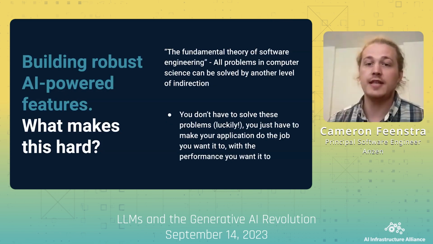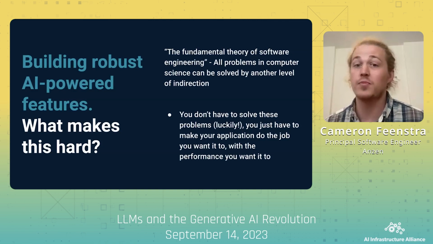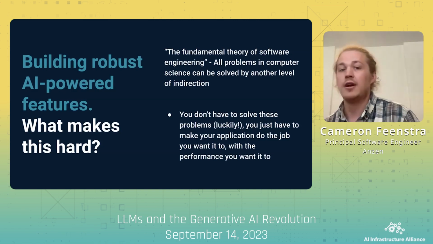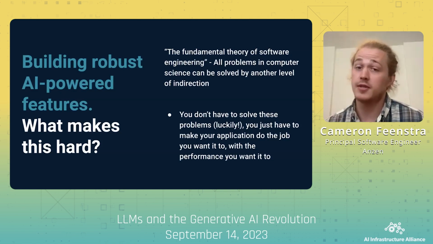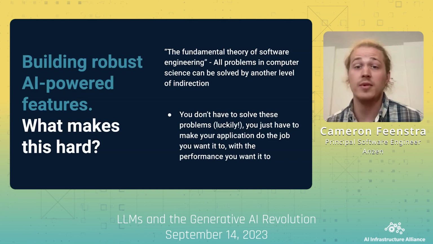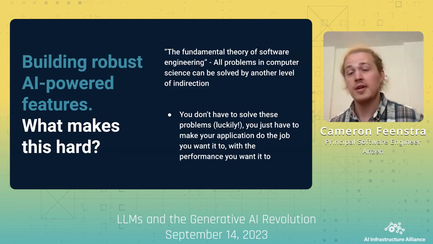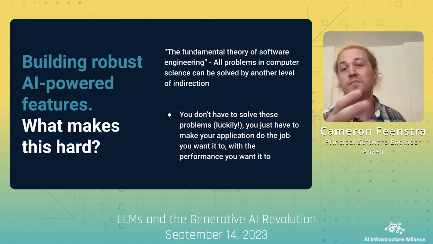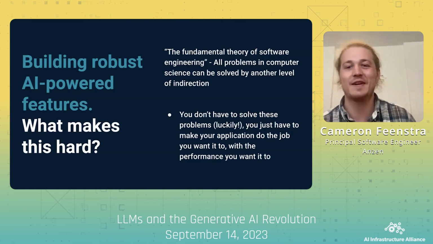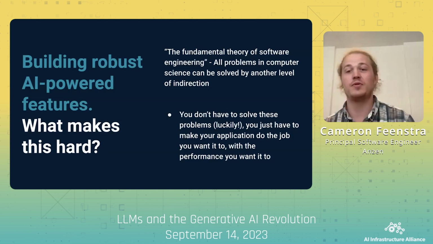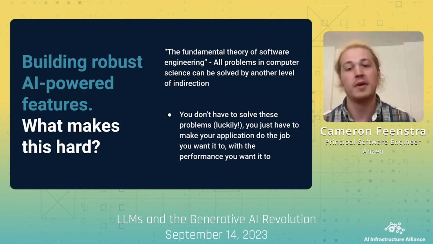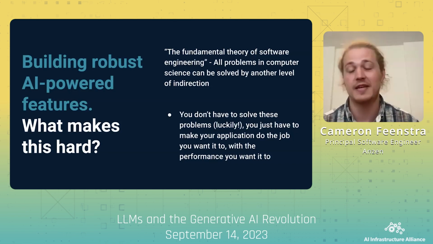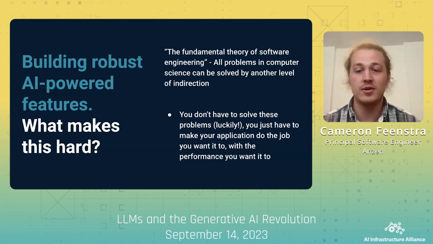But the good news is that we don't actually need to solve the problem of hallucination in order to build good software on top of these models, which is good because it's a hard problem and probably won't be solved anytime soon. There's a fundamental theorem of software engineering that says all problems in computer science can be solved by another level of indirection. I'm just saying that to mean you don't have to solve these problems. All you have to do is make your application work, which is much easier.